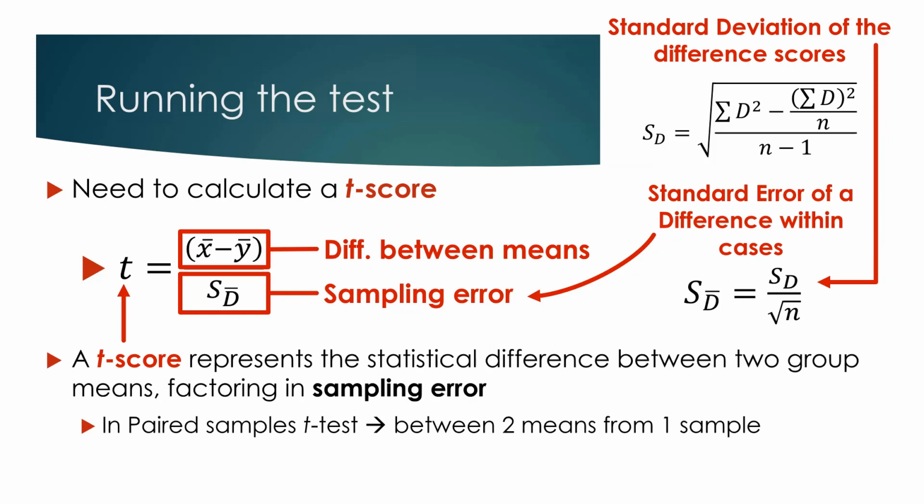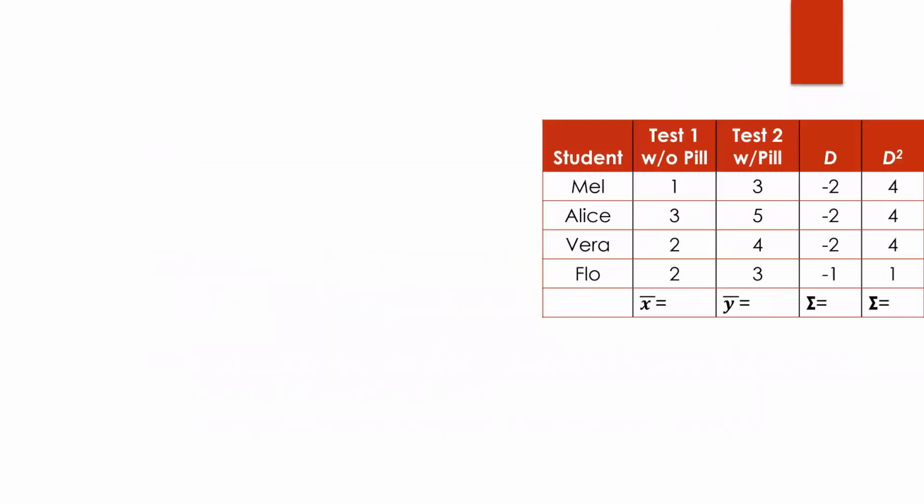Now, the t-score represents the same thing like it did before. As it always has, it's representing the difference between our two group means factoring in sampling error. With the paired samples t-test, it's specifically showing us the difference between two means from one sample, right? Two means gathered at two different times from the same sample. Now, let's put this all together and let's actually do some calculations with the paired samples t-test.